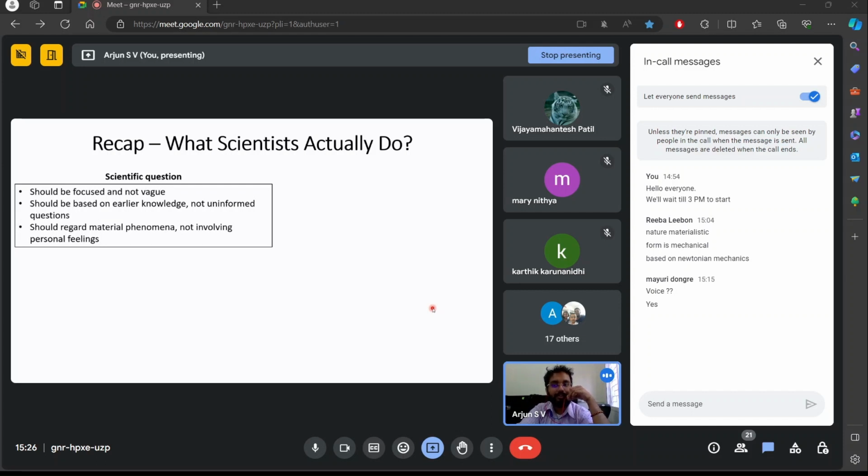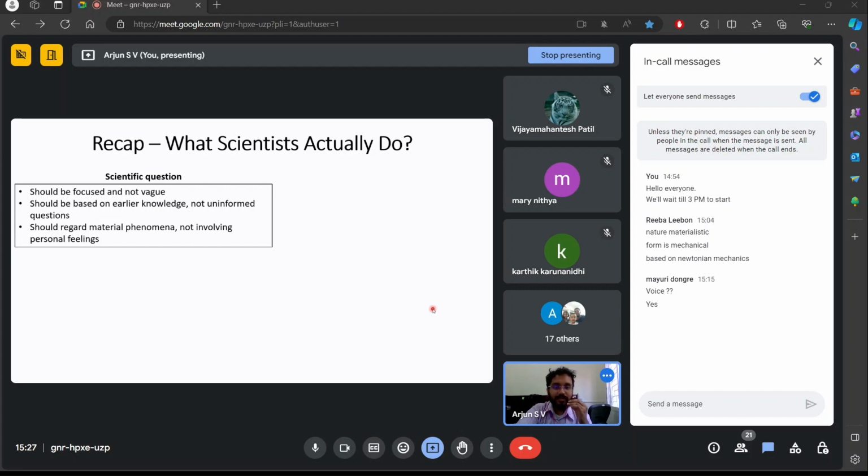A scientific question should be focused and not vague. How is everything formed can be a vague question, whereas how is a plant formed, a particular entity, can be a specific question. It can be studied. Scientific questions should also be based on earlier knowledge, not uninformed questions. Whatever question you have cannot be baseless. It should have some backing from earlier or prior knowledge done by other experimentalists.